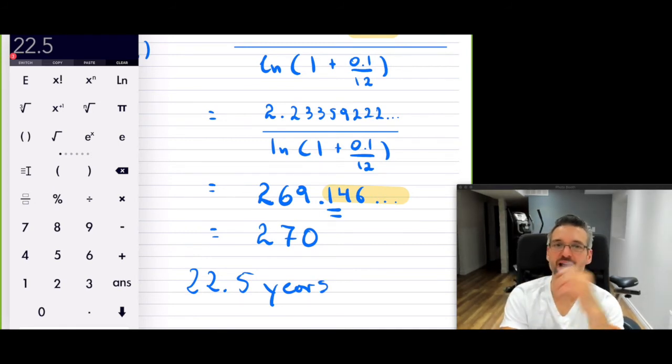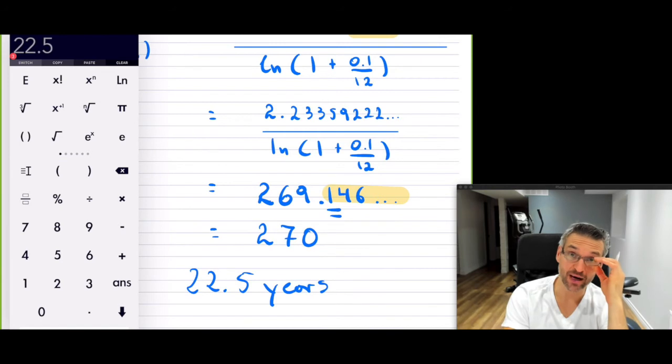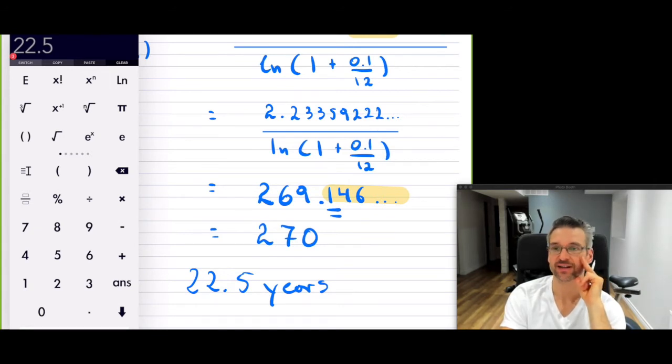That's how long it would take us, 22.5 years, to be a millionaire, if you're putting away about $1,000 a month, and you're lucky enough to get 10% compounded interest, which I'm sure a lot of people would love to have. I certainly would. It's not an easy thing to do. So that's how long it would take you. This was a great example.